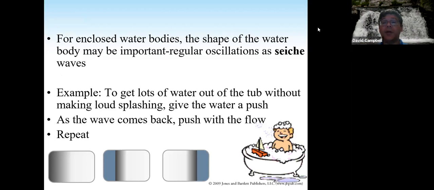For example, this can be used to splash lots of water out of a bathtub without making loud splashing. Obviously, if you jump in the tub, it splashes all over. But if you were to just give the water a push, as it comes back, give it a bigger push, and keep on doing that, eventually you build up bigger waves to splash out, which probably isn't what you want for your floor, but if you did want to splash it out, that would work.